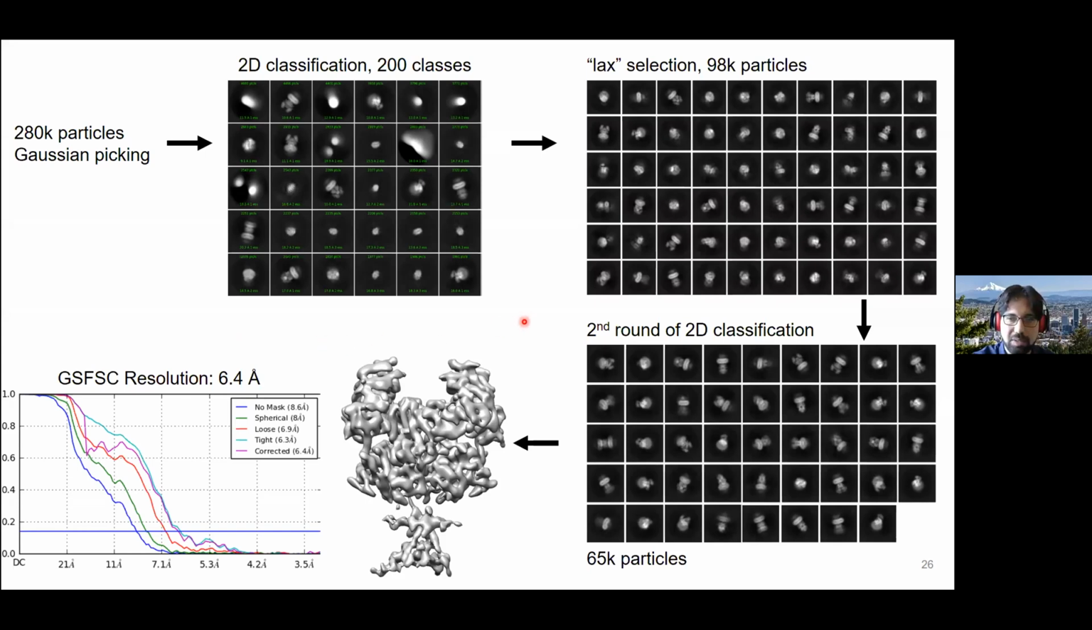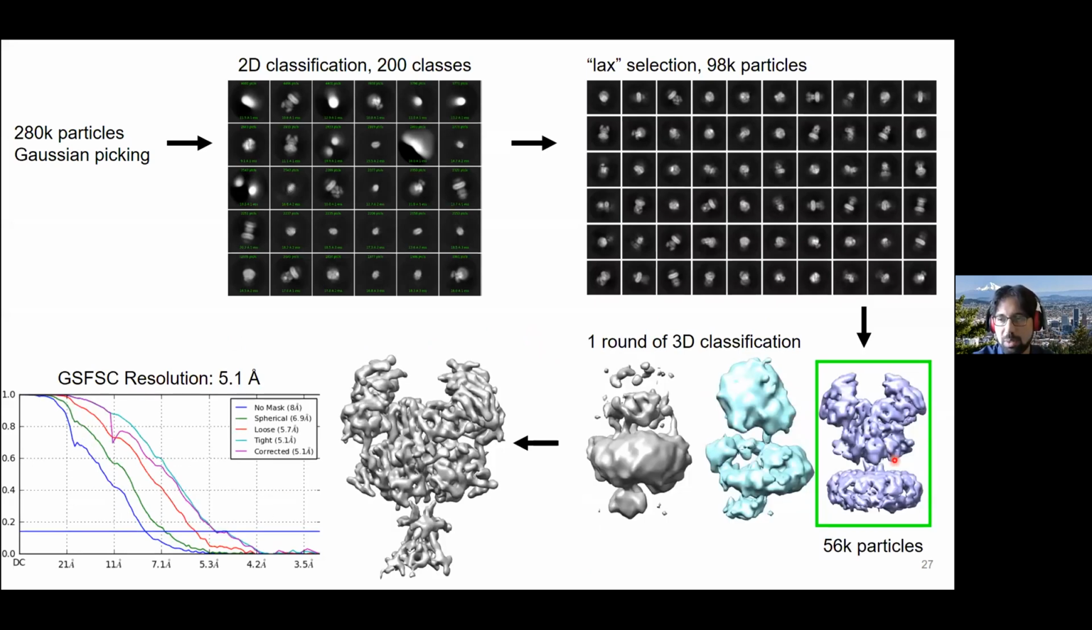But I then decided to see, all right, what happens if I get rid of the second round of 2D classification and replace it with a round of 3D classification? So when I did that, I ended up with one class that had good particles. I actually ended up with fewer particles. The first 2 rounds of 2D classification gave me about 64,000 or 65,000 particles. Now I have 56,000 particles.